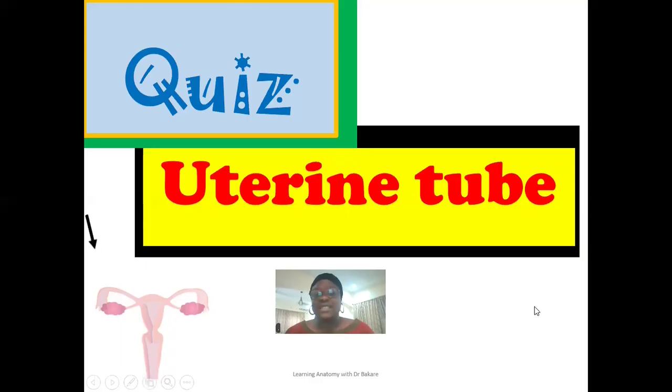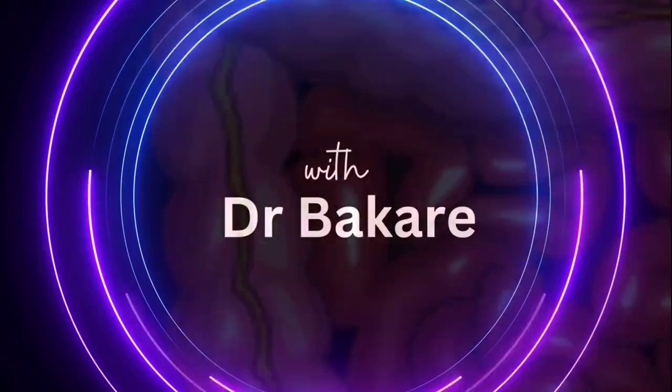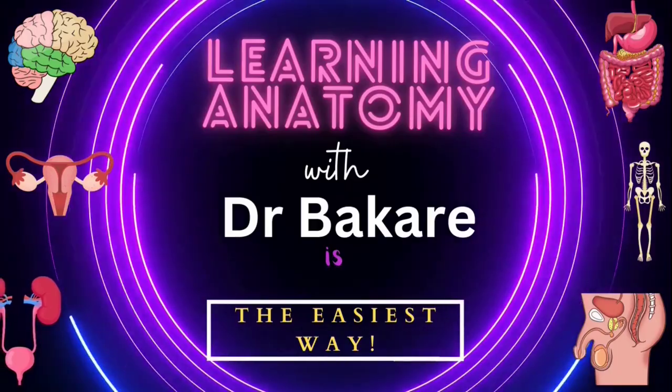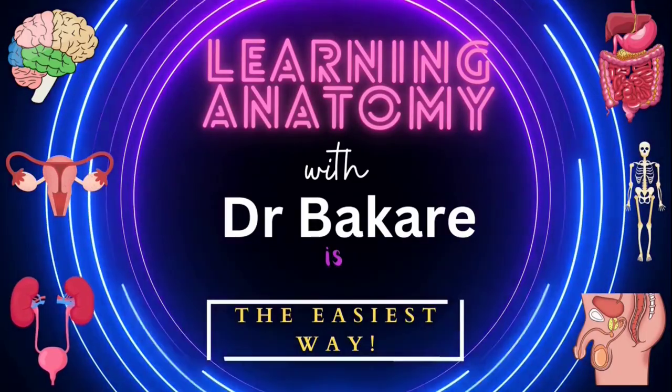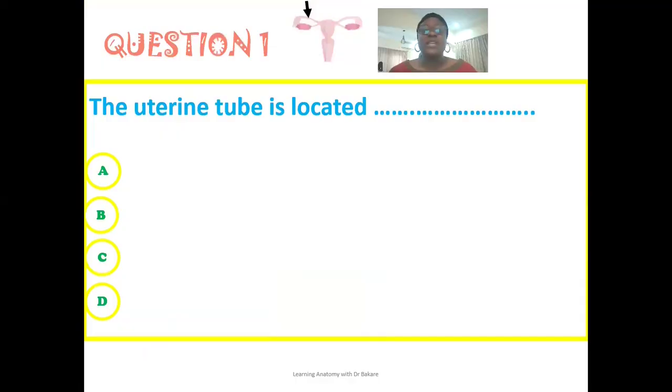This structure that is arrowed in black is the uterine tube. We have two of this structure. We have one on this side and we have the other one on the other side. So we'll be looking at questions that are specifically related to this region. And the first question here reads that the uterine tube is located.